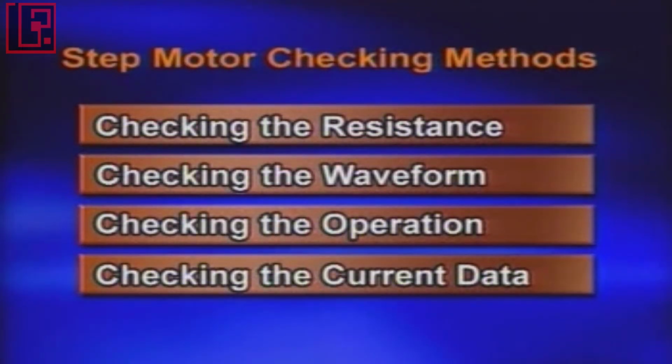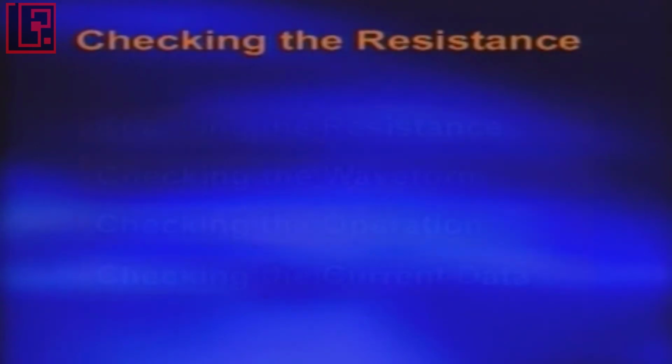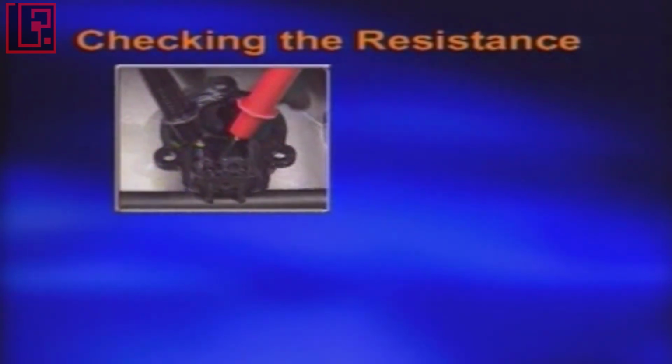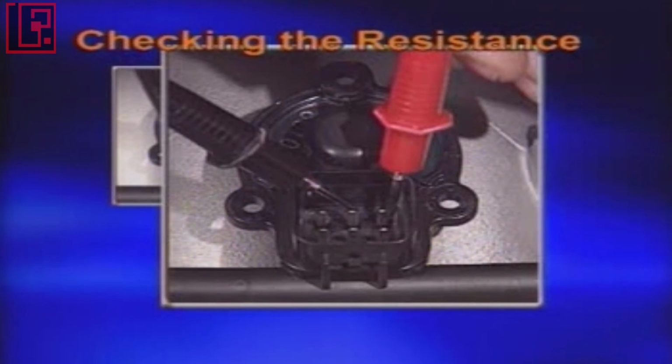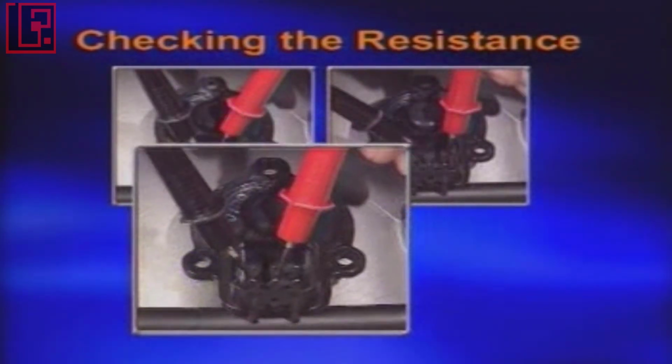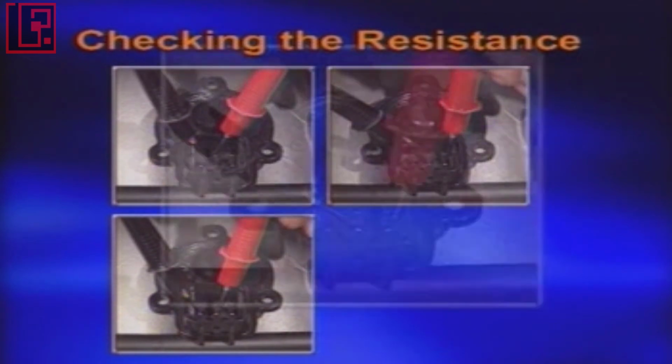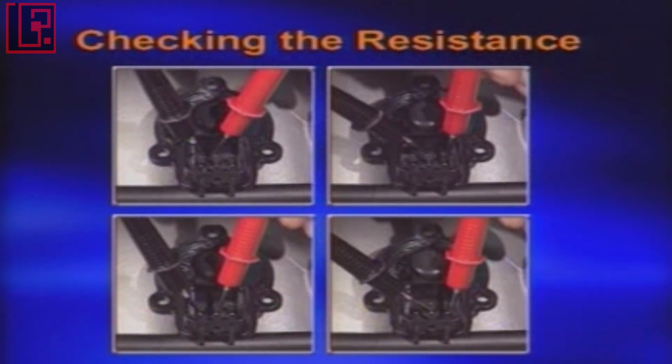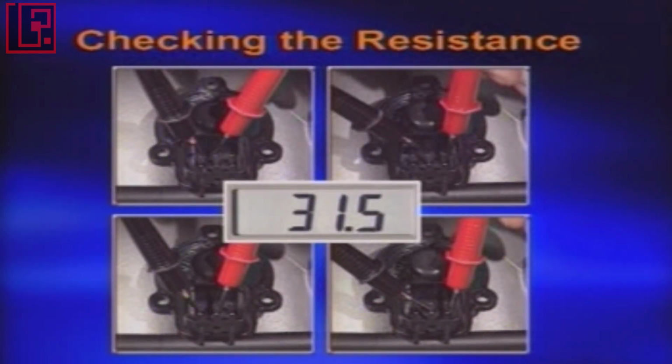There are several ways of checking the step motor: checking the resistance, checking the waveform, checking the operation, and checking the current data. To measure the resistance, first of all, measure the resistance of the 4 coils after disconnecting the connector. Then we can check the internal coil condition of the step motor.